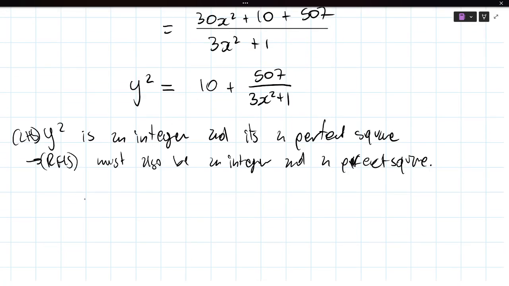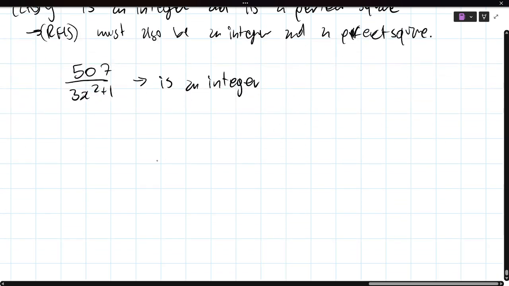So this means that when we know 10 is an integer, then 507 over 3x squared plus 1 is not necessarily an integer, but we know it must be an integer. So we need to find all the cases where this is an integer. And to do that, we need to explore the number 507 and break it down into its prime factors.